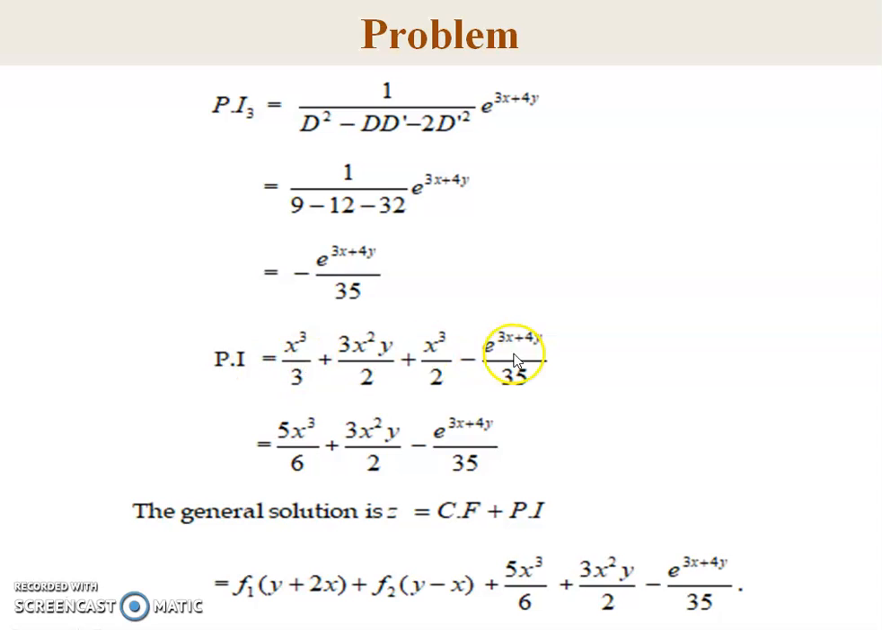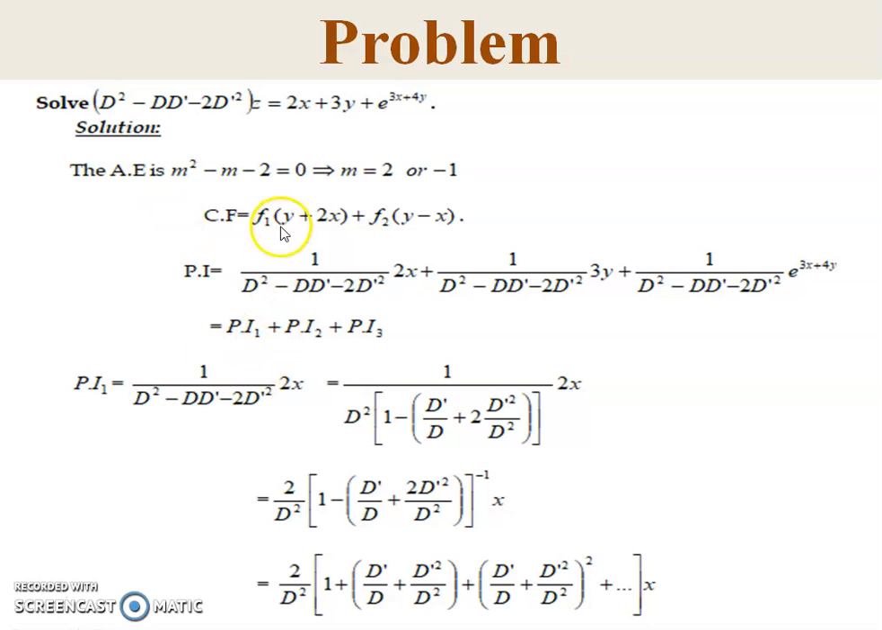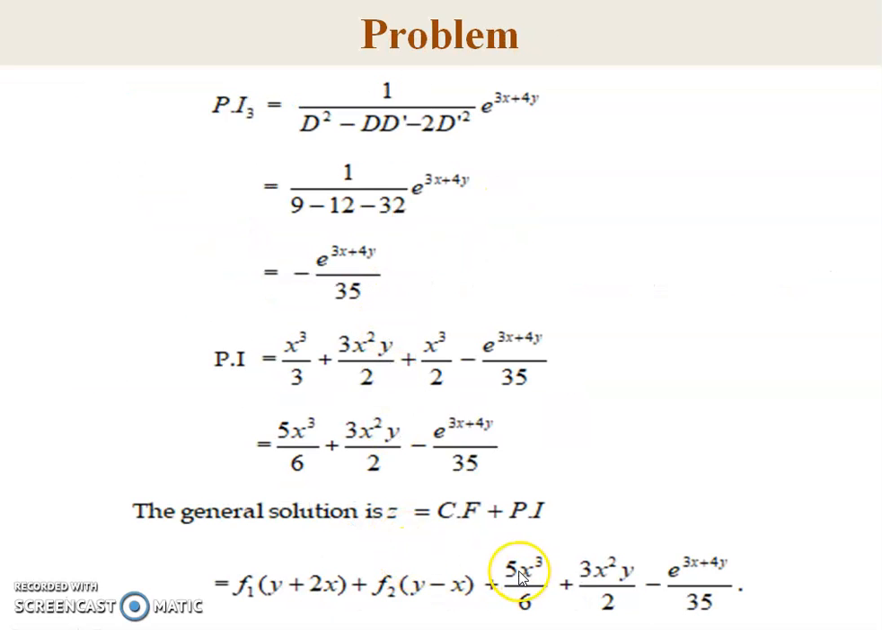Now add all the terms. This is our particular integral. The general solution of z is complementary function plus particular integral. So what is the complementary function here? Put it here and put all the terms here, hence the solution.